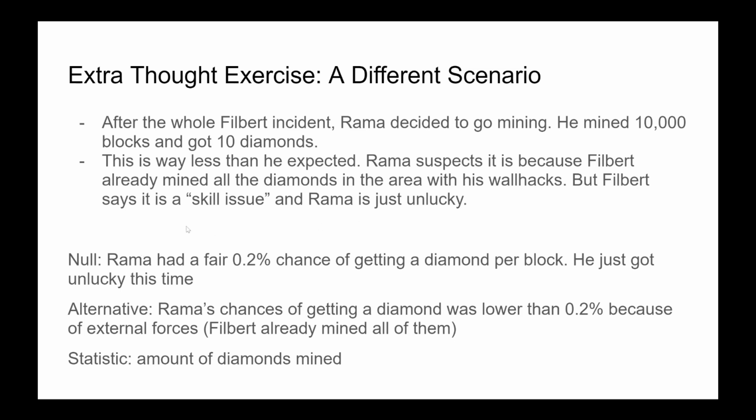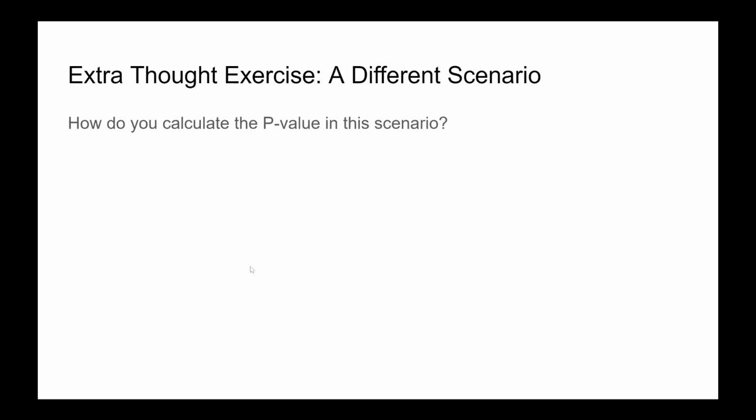Again, you devise a hypothesis test. This time your null hypothesis is that Rama had a fair 0.2% chance of getting a diamond per block, but he just got unlucky this time. And your alternative hypothesis is that Rama's chances of getting a diamond was lower than 0.2% because of external forces, which is that Filbert already mined all of them. And your statistic will be the same. It's the amount of diamonds mined in 10,000 blocks. So, how do you calculate the p-value in this scenario? Again, pause the video, think about it.